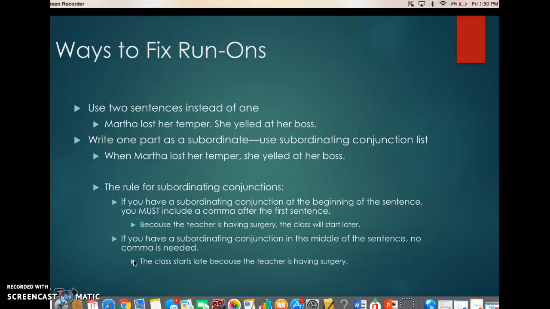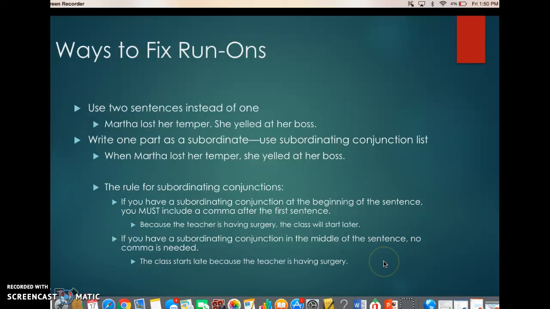There's an option for me using the subordinating conjunction in the middle of the sentence, and if that's the case, there is no comma that's needed. So here's my subordinating conjunction. I have a sentence that starts here, the class starts late, my subordinating conjunction, the teacher is having surgery, another sentence. And so what I've done is I've fused those two sentences together with a subordinating conjunction, the word because.